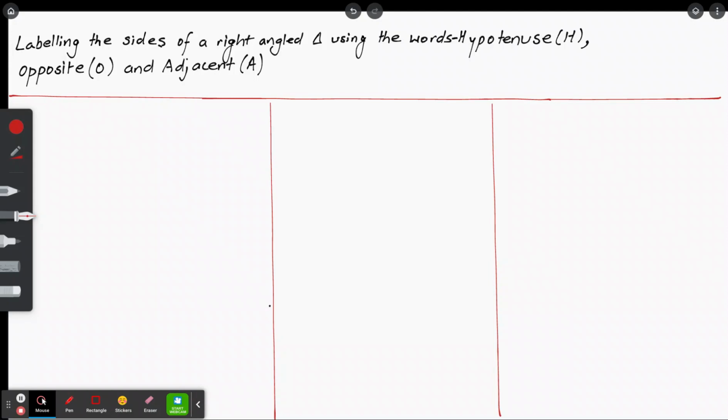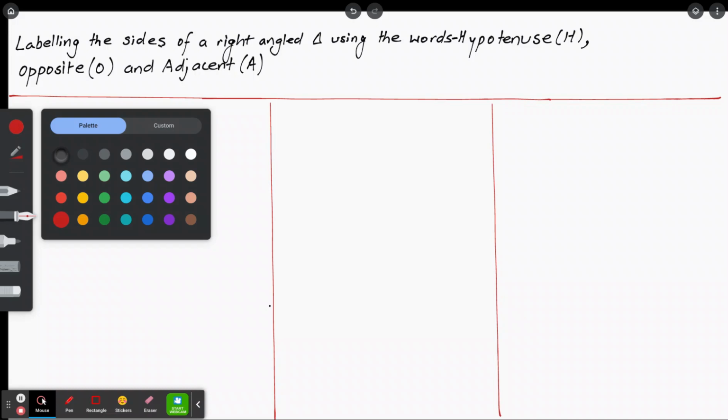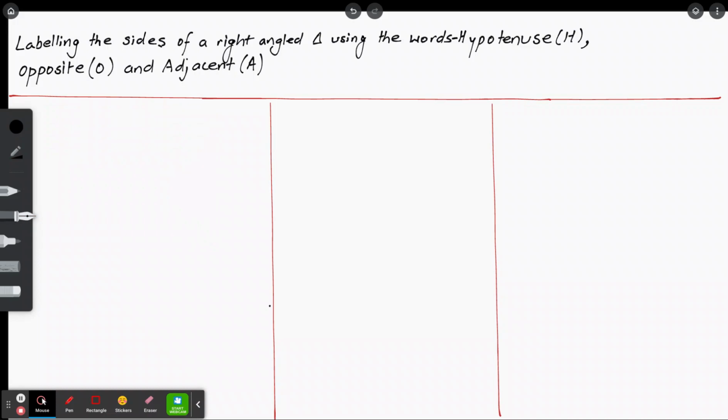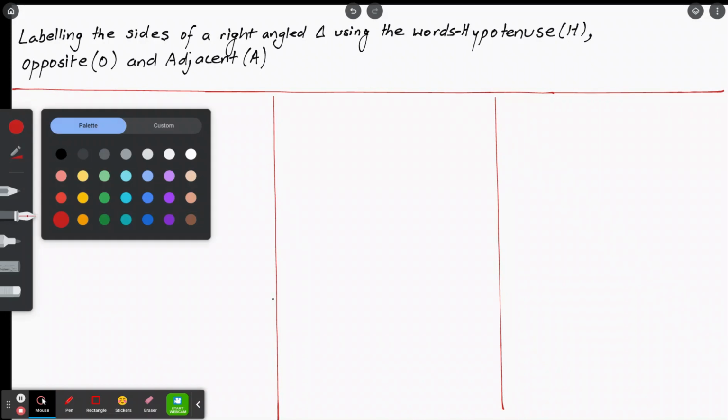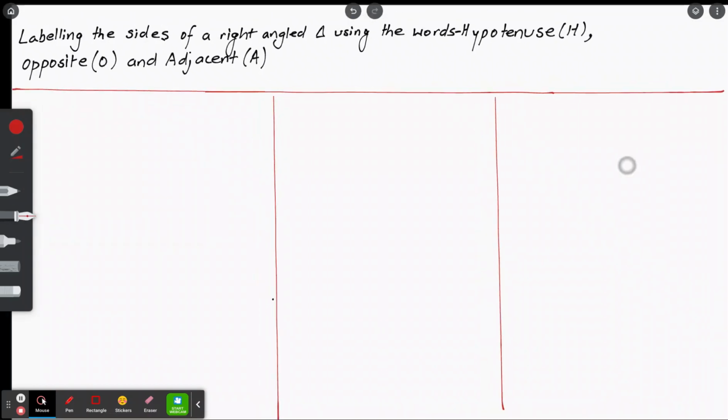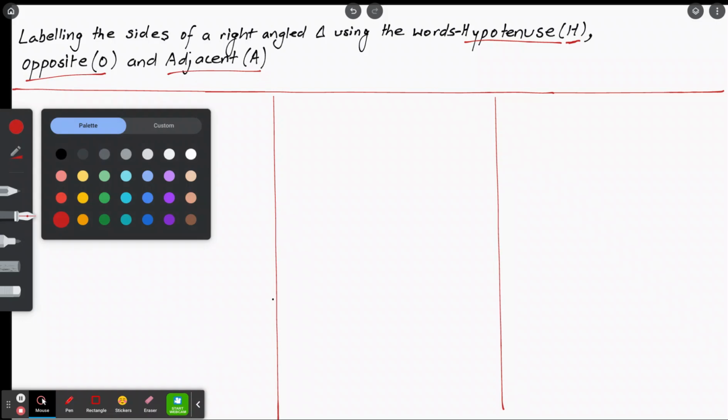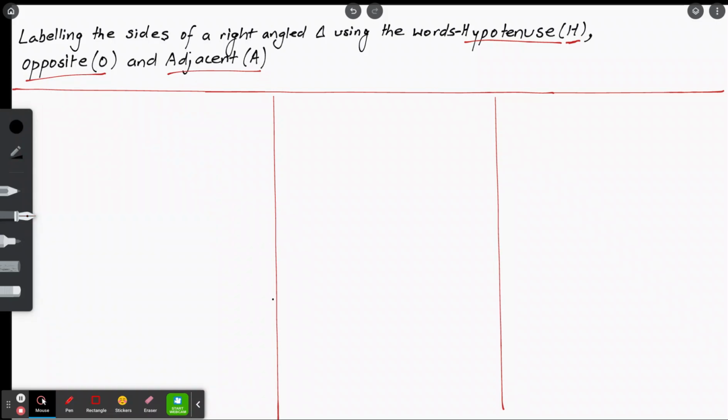Kaur. Today I am going to teach you how to label the sides of a right angled triangle, using the words hypotenuse, and we will be using the letter H to represent hypotenuse, O for opposite, and A for adjacent. So, how to label the three sides of a right angled triangle using the letters H, O, and A.